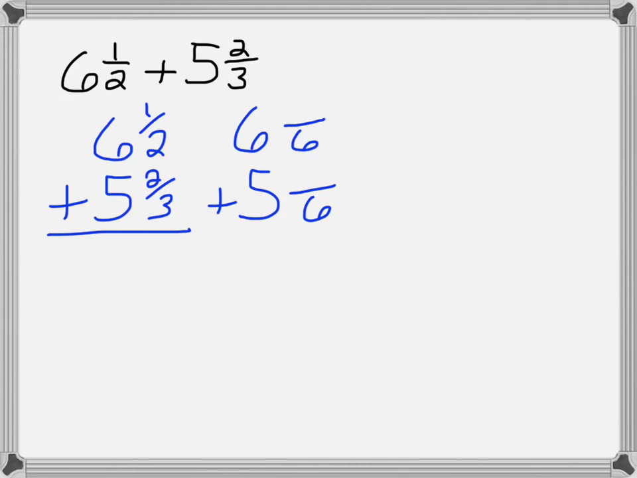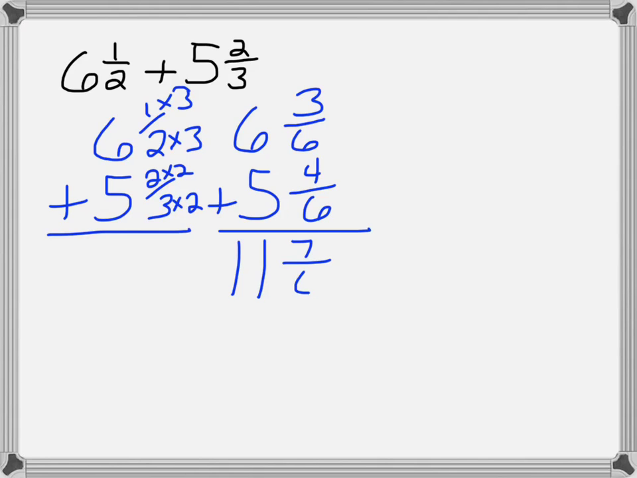So what do you multiply 2 by to get 6? That would be 3, and also the top. And what do you multiply 3 by to get 6? 2, and also the top. So now I add 6 plus 5, which is 11. 3 plus 4 is 7 over 6. Again, the fractional part is improper.